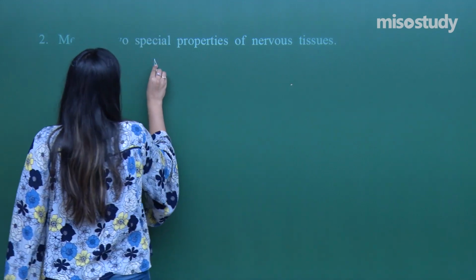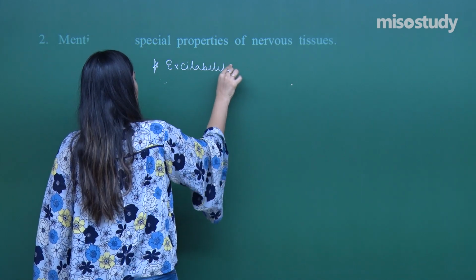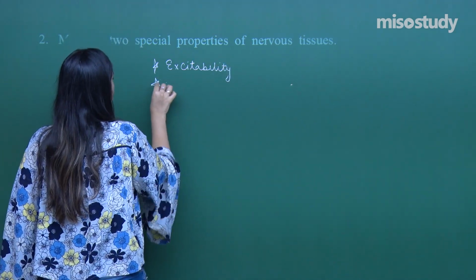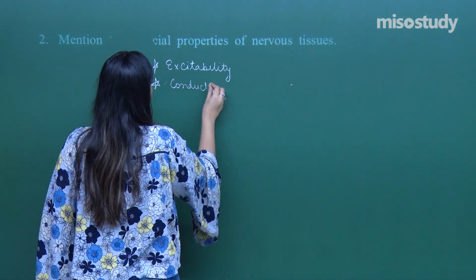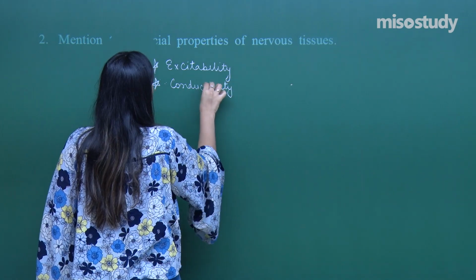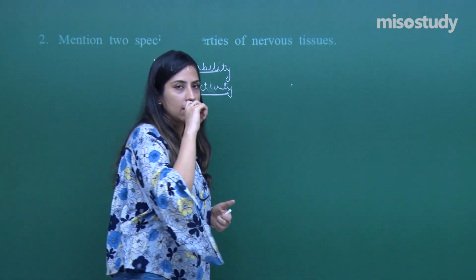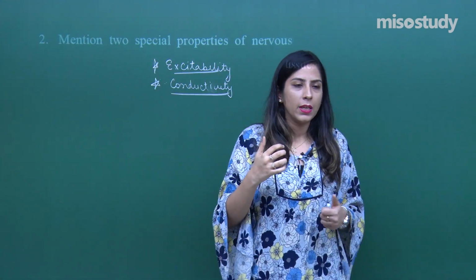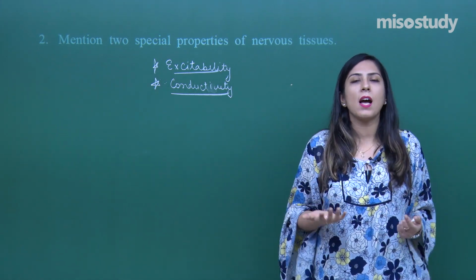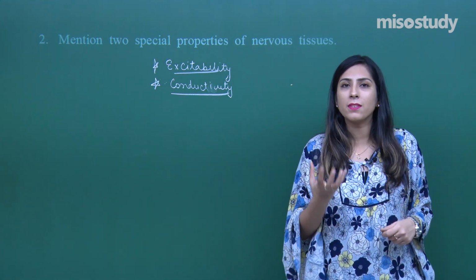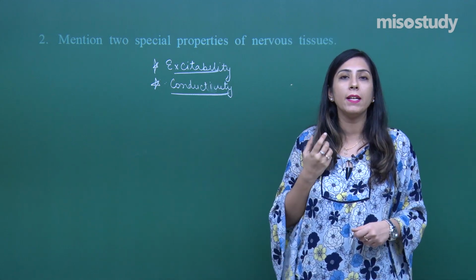So first one is excitability, and second is they help in conduction of nerve impulse, conductivity, right? Now, listen to this very carefully. Excitability means whenever any impulse comes, either from any receptor present all around the body, such as the eye, the skin, or muscular tissues, that is called excitability.